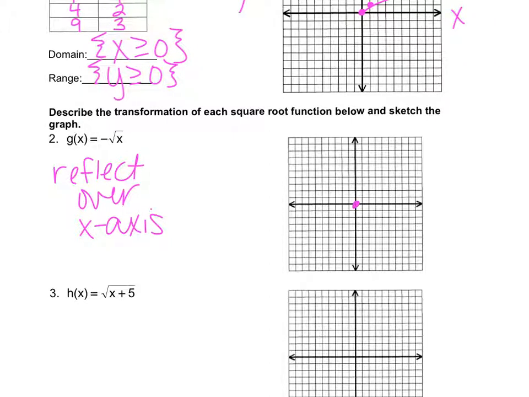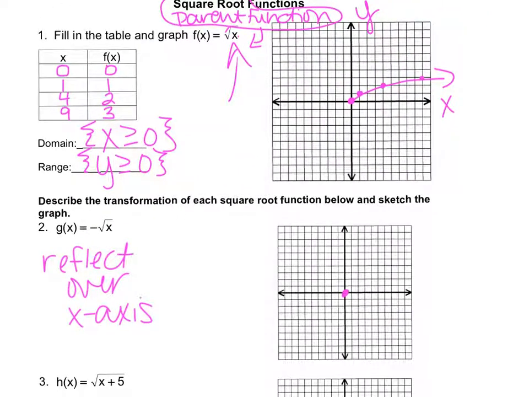So instead of our points, if you look back up at the top at your parent function chart, instead of it being 1, 1, it's going to be 1, -1. Instead of it being 4, 2, it's going to be 4, -2, and 9, -3. Make sure you draw an arrow at the end because we could keep plotting points towards the right. So that reflects it over the x-axis there.